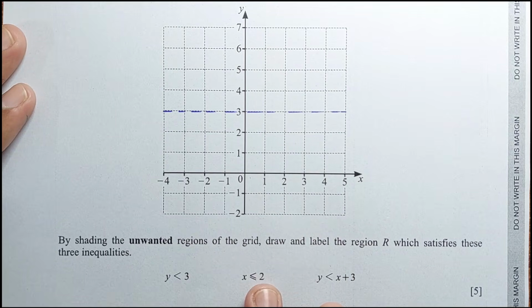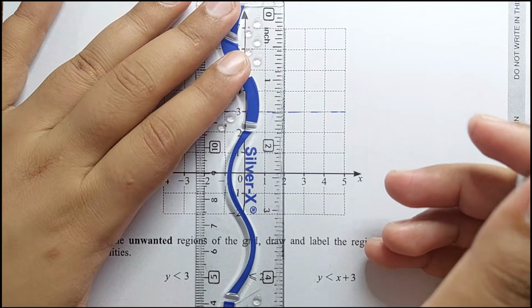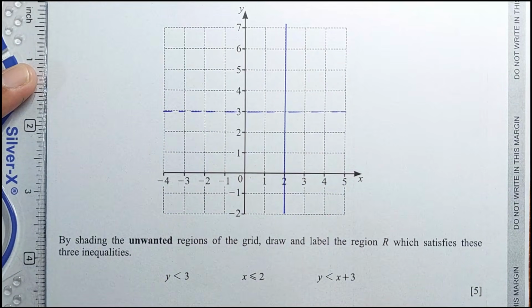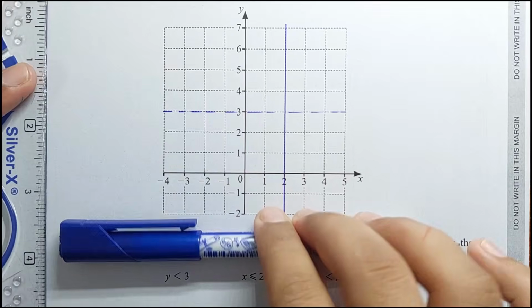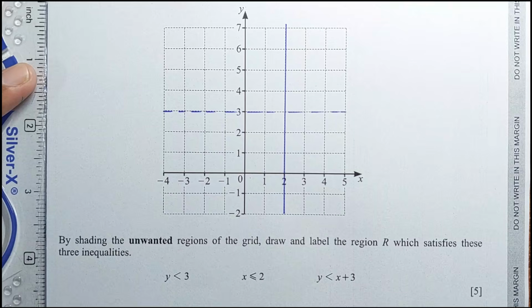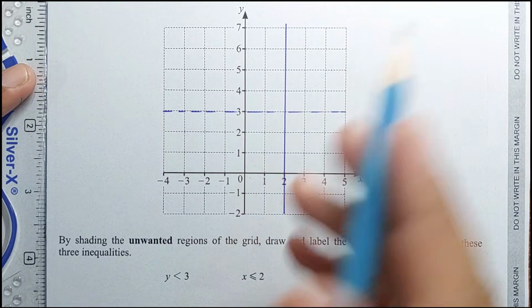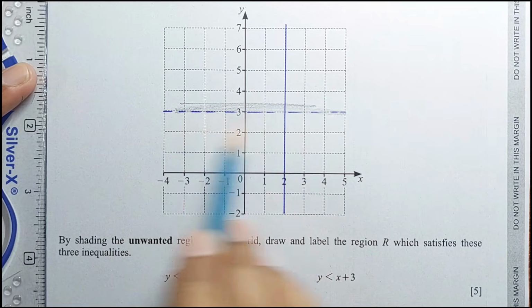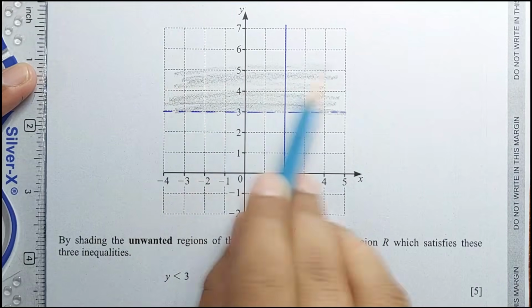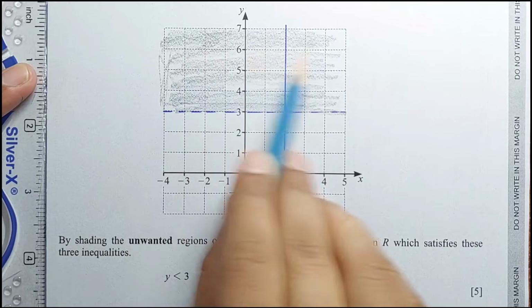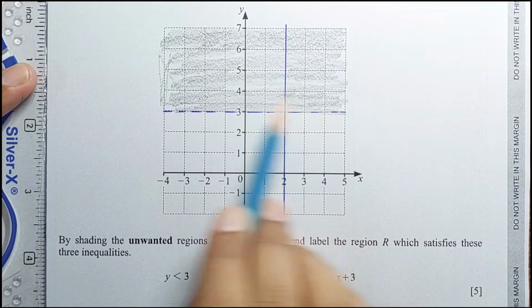Right. x is less than or equal to 2. Here is the line x equals 2. This is shaded. So for both inequalities, y is less than 3 and x is less than or equal to 2, this will be the shaded one, right? We need to shade the unwanted regions. For the first inequality, y is less than 3, the unwanted region is the top one. So we need to shade the unwanted, not the wanted one. This region we do not need for the first inequality.